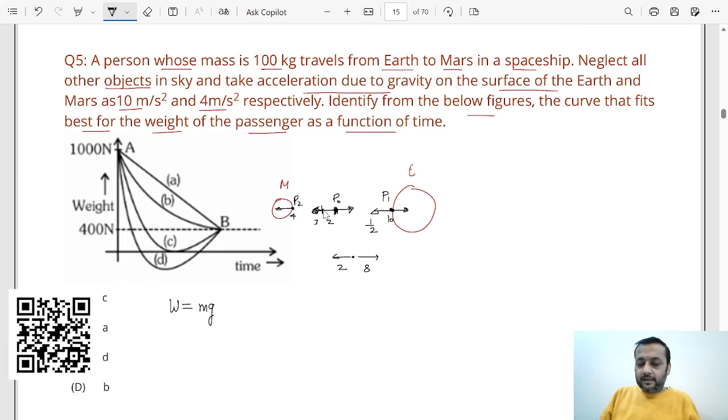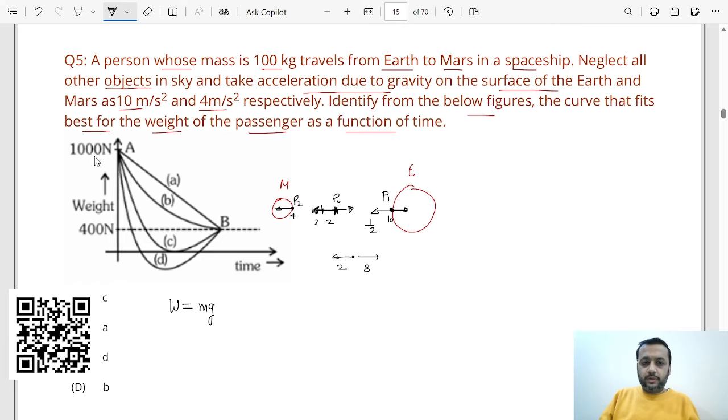Slowly, as the person reaches P2, his weight will keep on increasing, because the gravity of Mars is increasing continuously and Earth's will keep on decreasing. If you understood the trend, initially the weight of the person was very high because of the gravity of the Earth minus the gravity of Mars, then it decreases, becomes 0, and then again starts increasing. That is what the variation of the weight will look like.